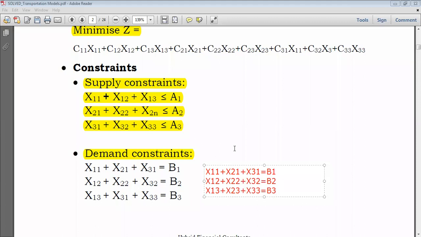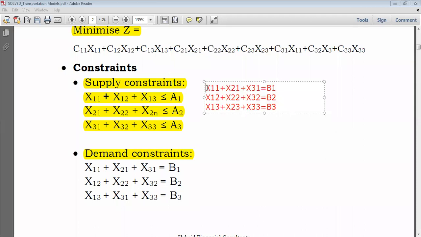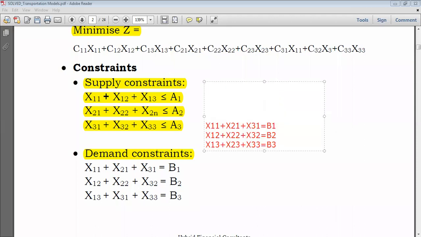And also, I could just extend this first to make these actually are demand constraints. Let me just write here. As I just said, these are demand constraints. Demand constraints. All right. Now let's write again the supply constraints.